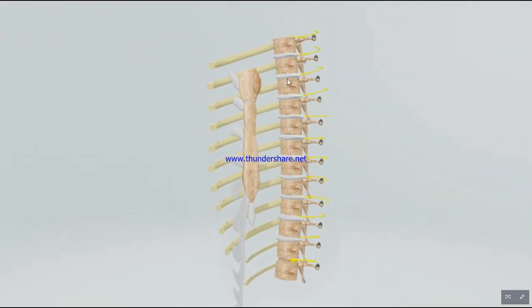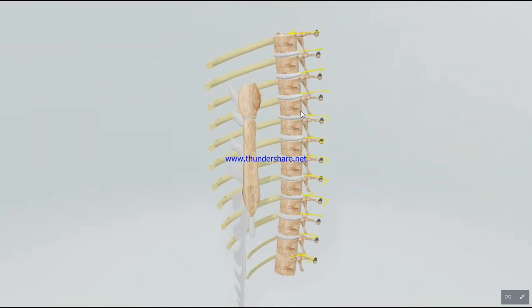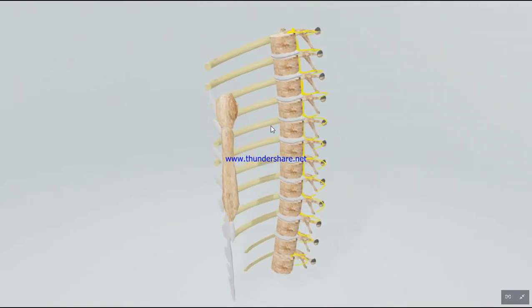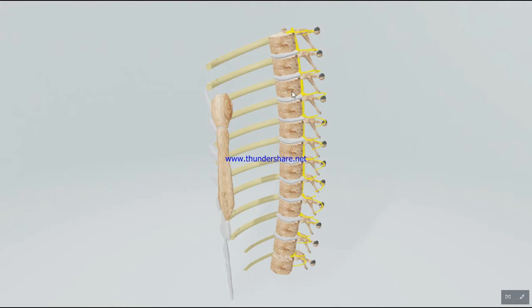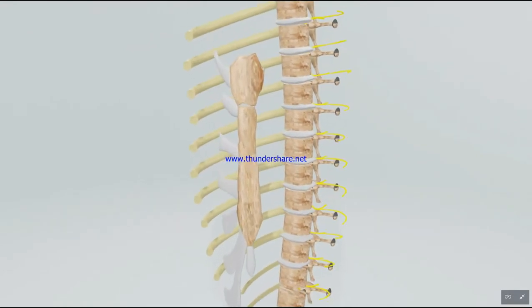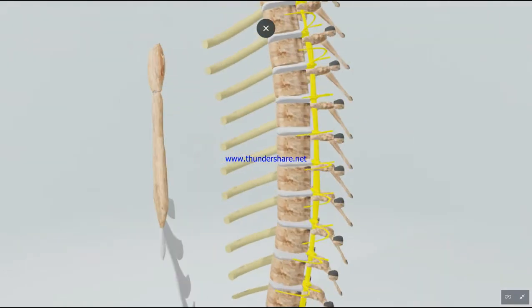Now, also at this really important level, we also have the arch of the aorta, giving off the great vessels of the superior mediastinum. The arch of the aorta is going to be arching over in front, anterior to the trachea. So let's look at the relationships for a moment.